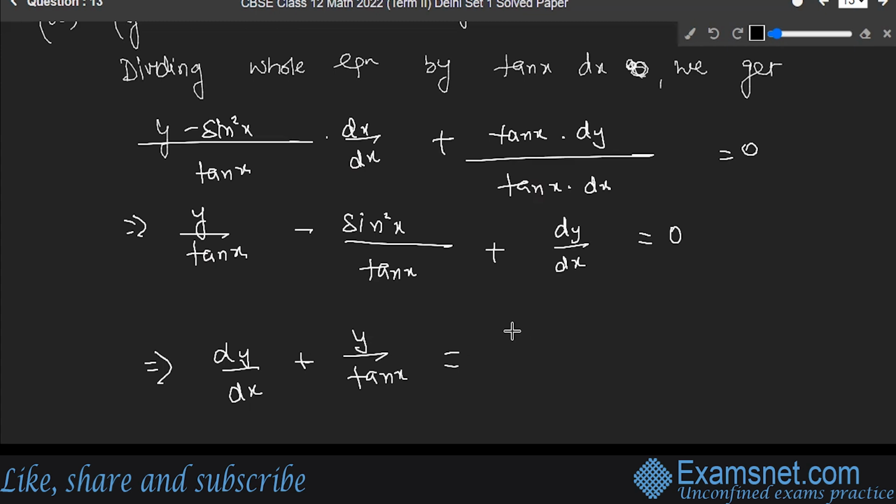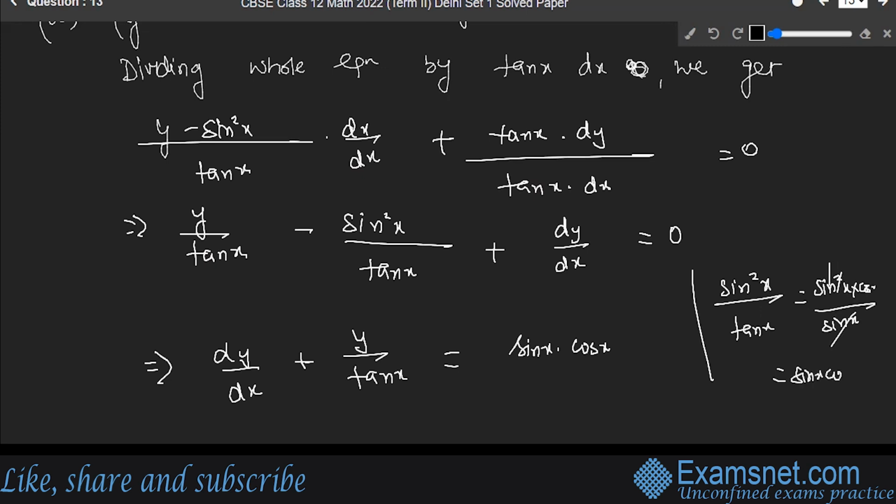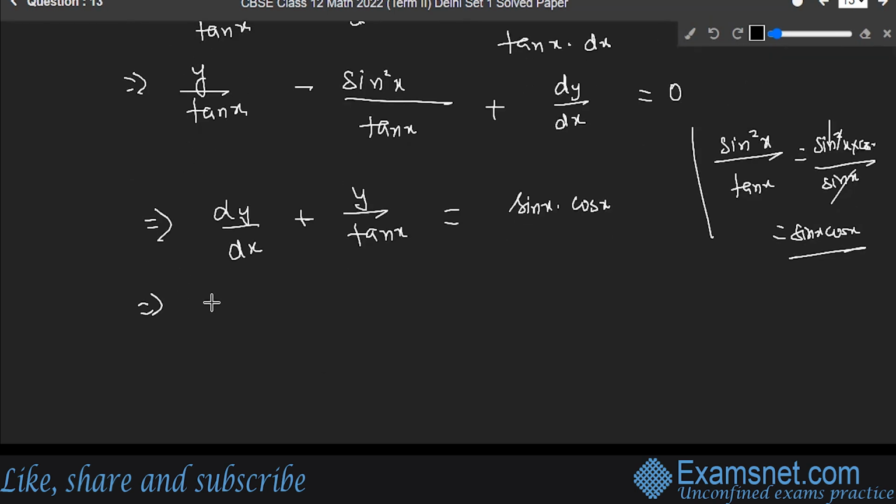See, what happened here was sine square x upon tangent x. This is equal to sine square x into cos x upon sine x. So sine and sine will cancel. You have sine x into cos x. Hope you got till here, right? And now this equation becomes dy by dx plus y into cot x is equal to sine x into cos x.